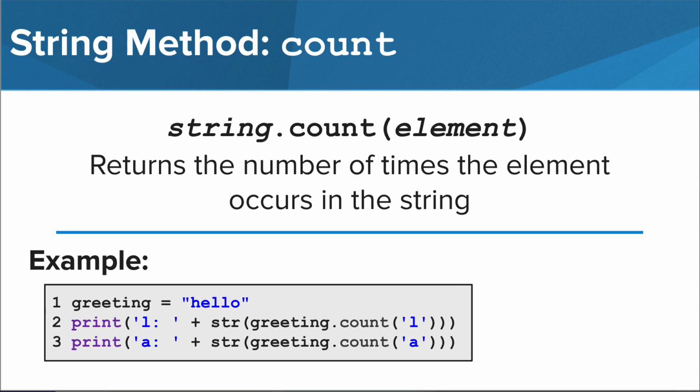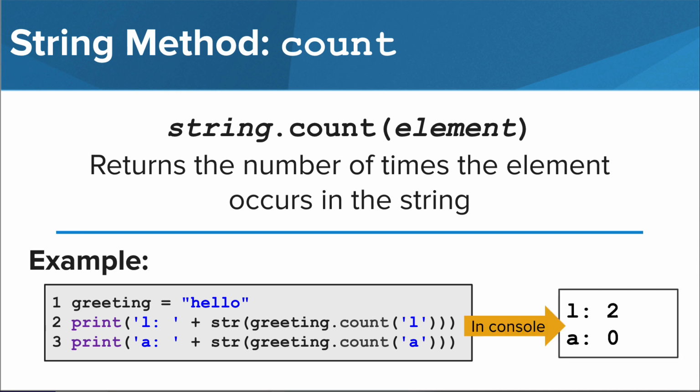The count method takes an element as a parameter and returns the number of times that element occurs in the string. If we have this variable greeting holding the string "hello", and we call the count method on it with the letter L and print the result, we will be told that there are 2 letter L's in the string. If we use the same method with the letter A, we will see that there are no letter A's in the string.